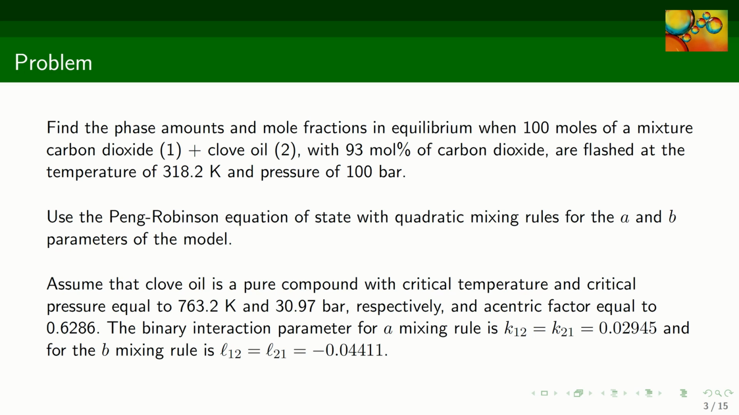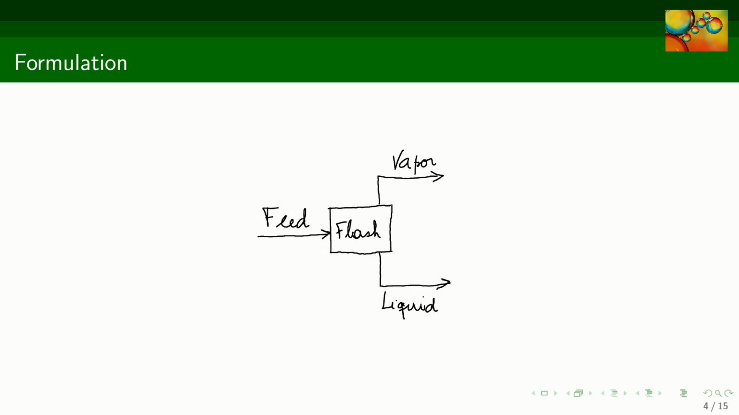And at such high pressures, the use of equations of state to calculate phase equilibrium is particularly attractive because calculations with activity coefficient models may be inaccurate at such conditions. We'll use the Peng-Robinson equation of state with quadratic mixing rules for the A and B parameters. The conceptual situation behind the flash problem we want to solve is having a feed stream of known flow rate and composition entering a flash drum where it splits into a liquid phase and a vapor phase.